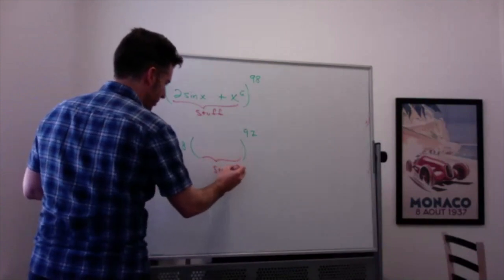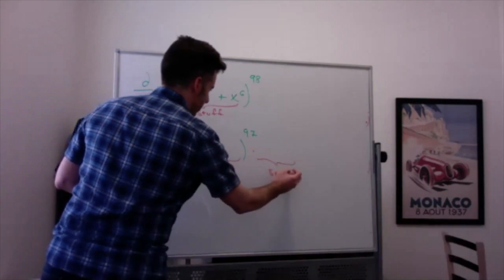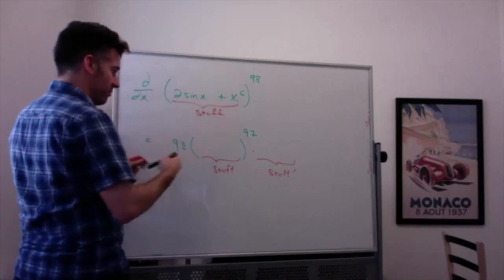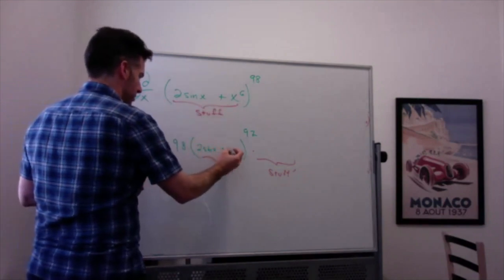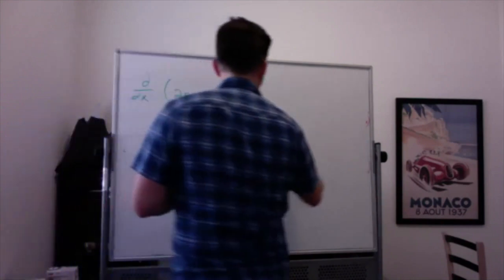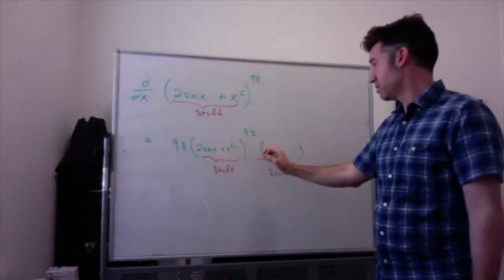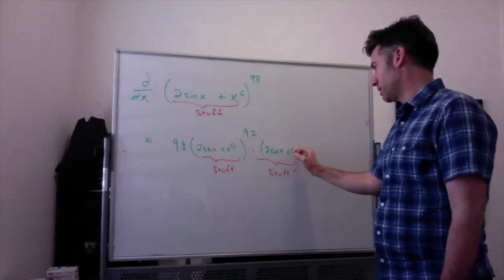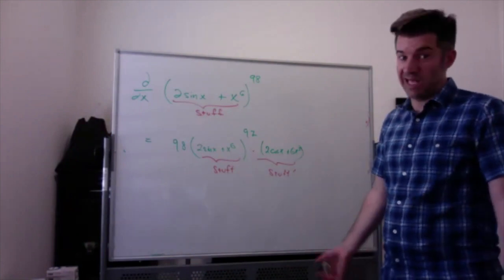But then we have to multiply by the derivative of that stuff. So my stuff stays the same, right? That's just going to be 2 sine of x plus x to the 6th times the derivative of that stuff, which is 2 cosine of x plus 6x to the 5th. That's it. That's my answer.